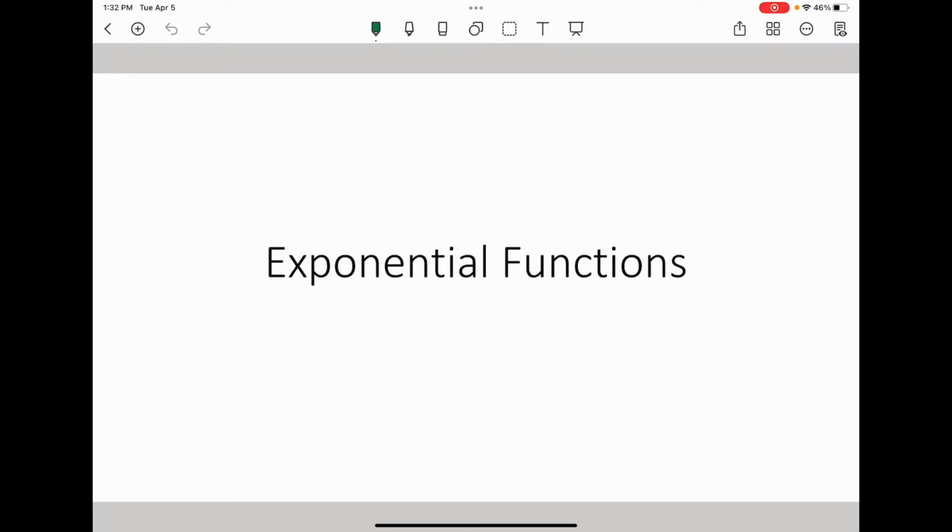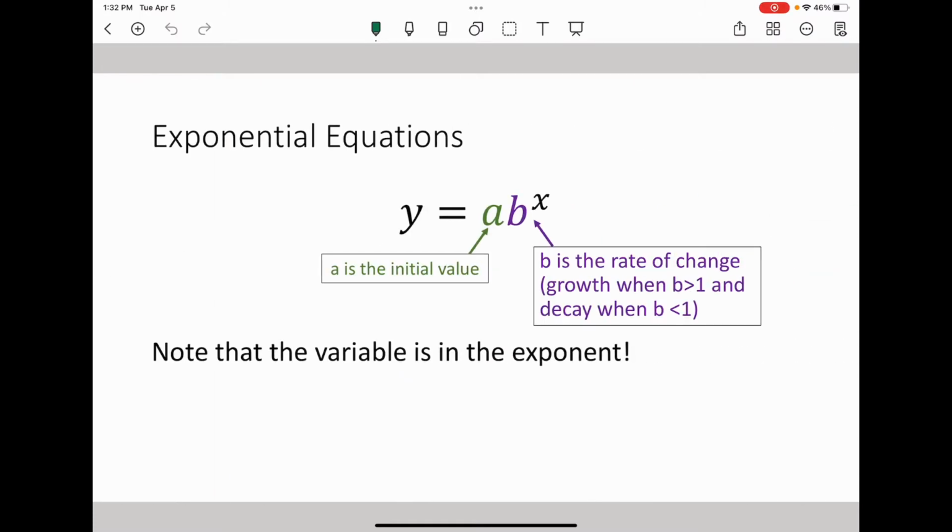So in this video, I'm going to go over how to solve problems over exponential functions that will help you get ready for the STAAR test. So exponential equations, remember, have the form y equals a times b to the x, where a is the initial value and b is the rate of change. Remember, when b is bigger than 1, this equation represents growth, and when b is less than 1, this represents decay.